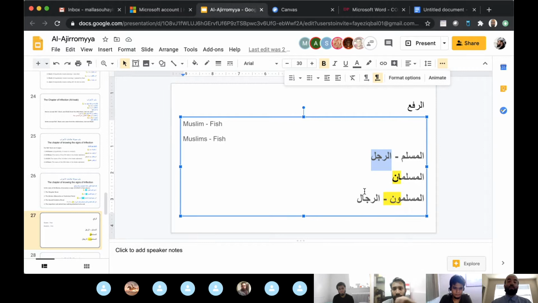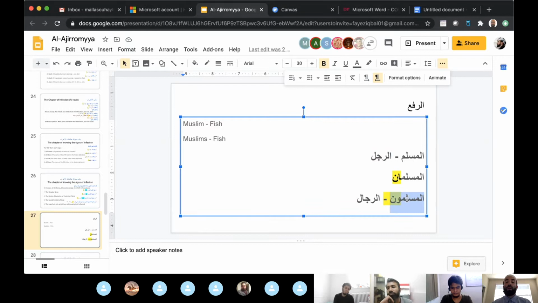Okay, so this is very important. I want you guys to really understand the difference between the singular, the dual, and the plural, and also the difference between the broken plural and the sound plural. So this would be the first: al-Muslim, al-Muslimani, al-Muslimuna. These would be sound plural. So al-Muslimuna would be the sound plural, but al-Rijal would be the broken plural. And something else I need to add here is that this is all for the masculine plural.